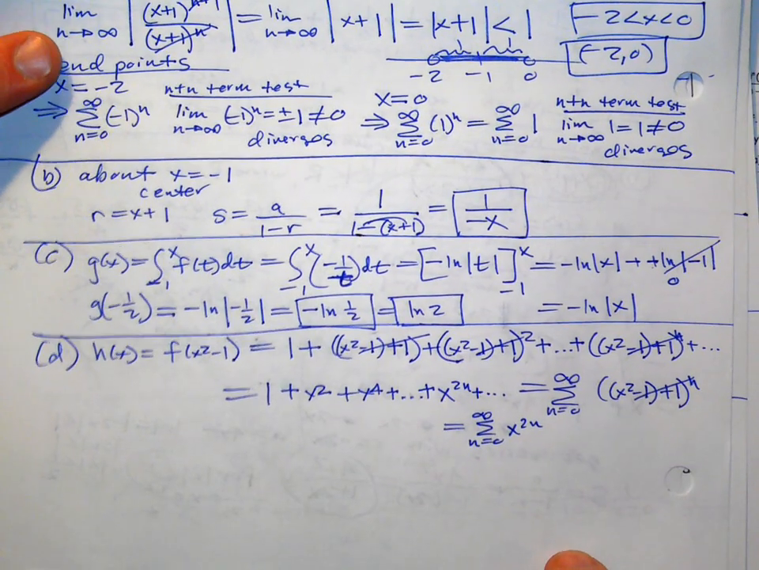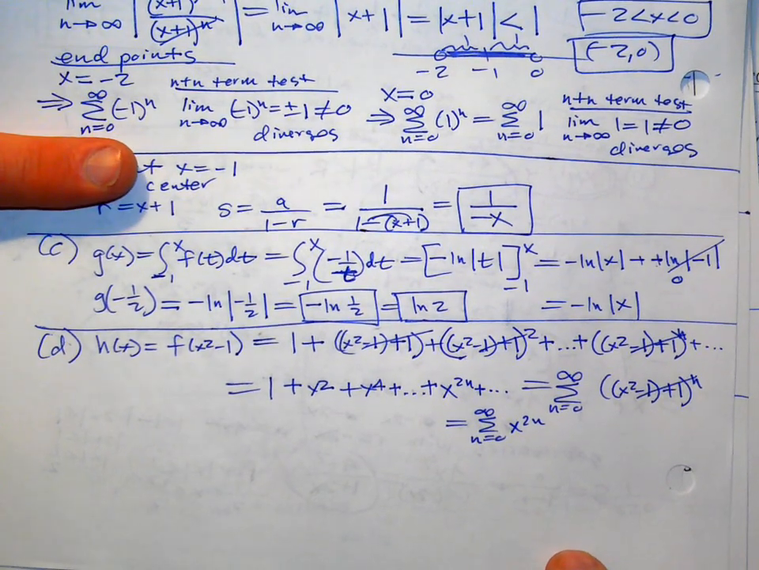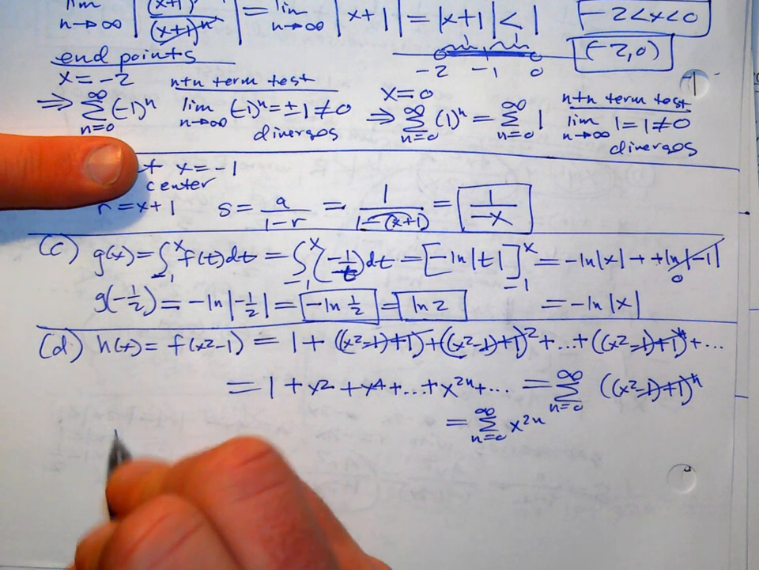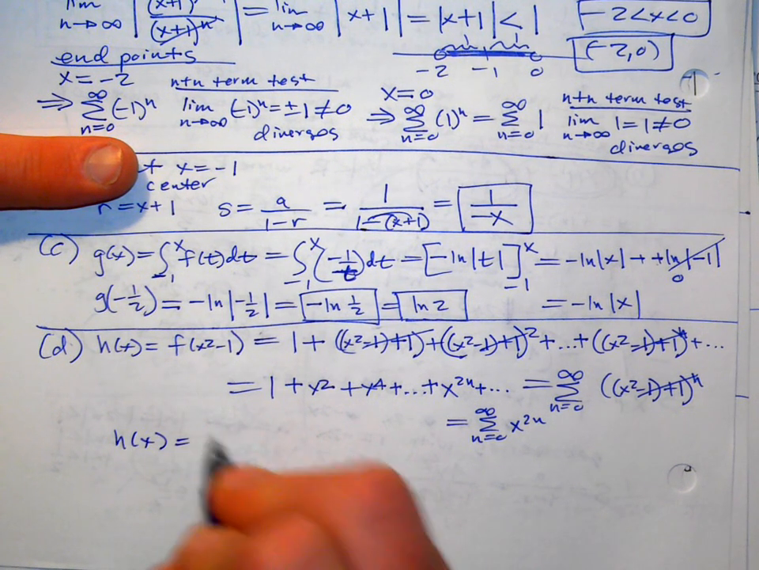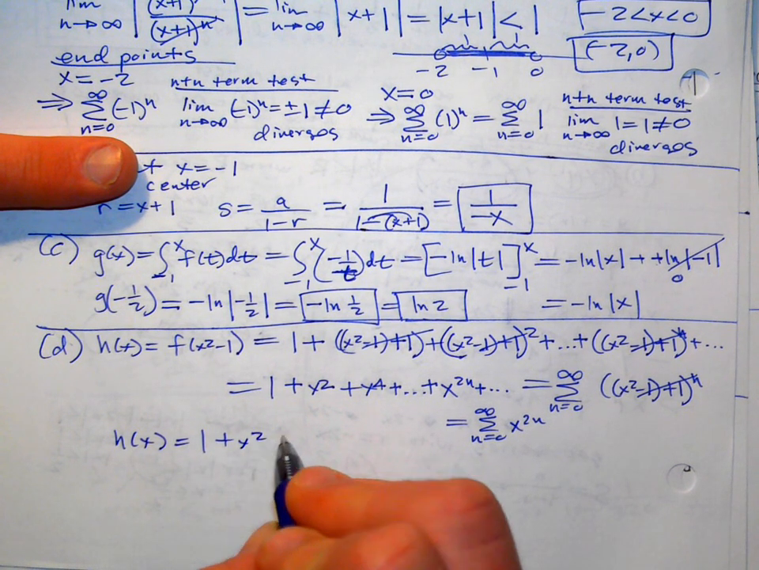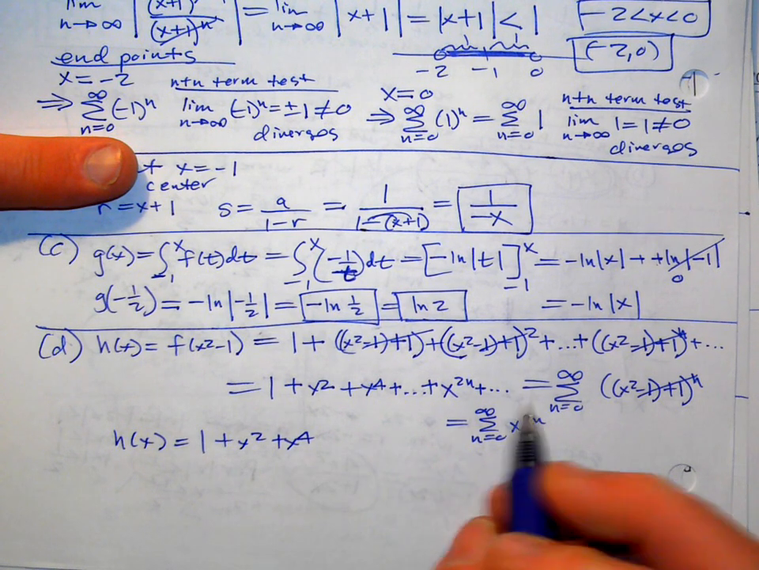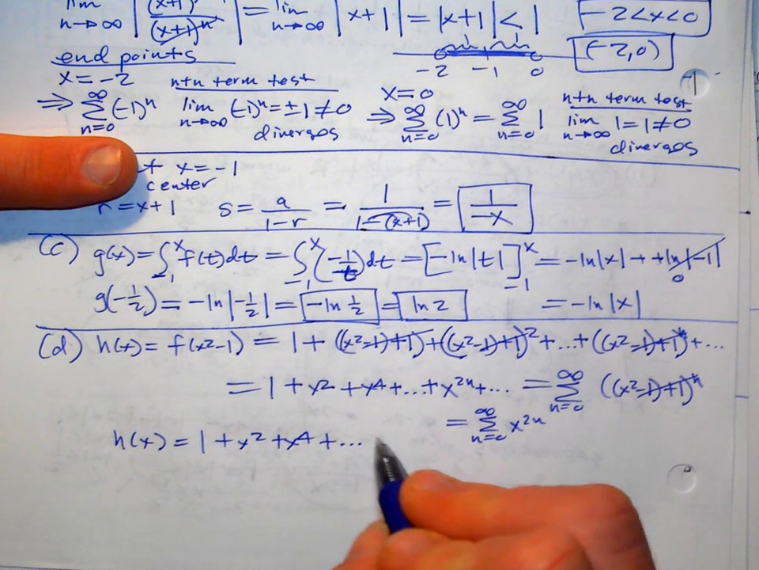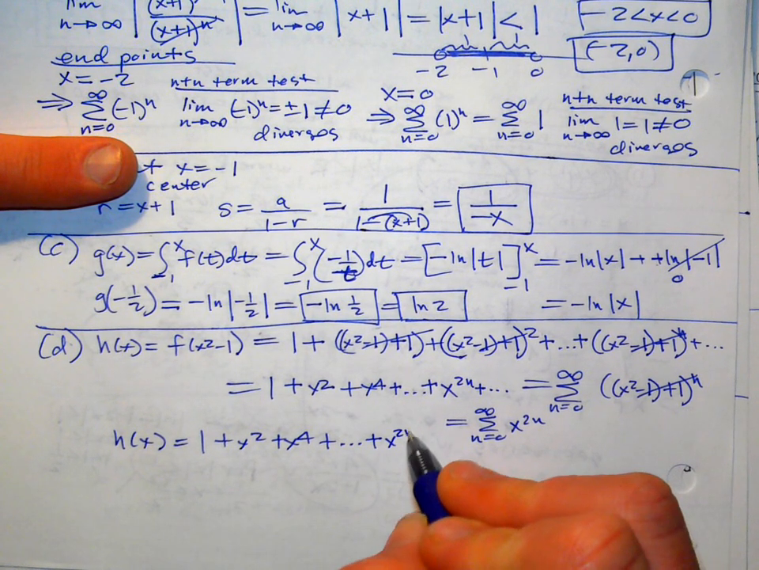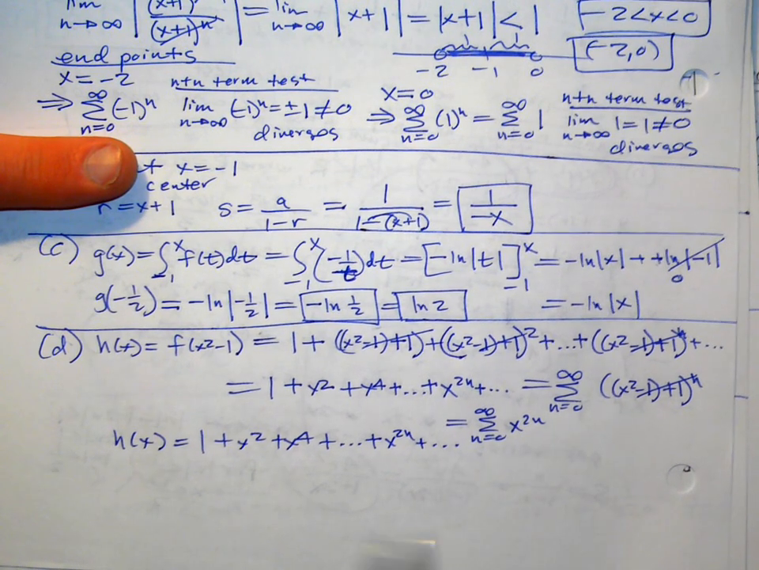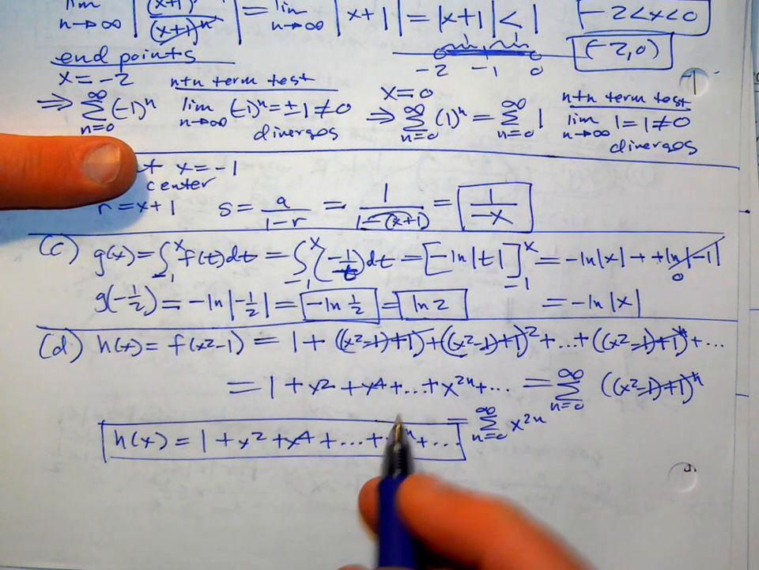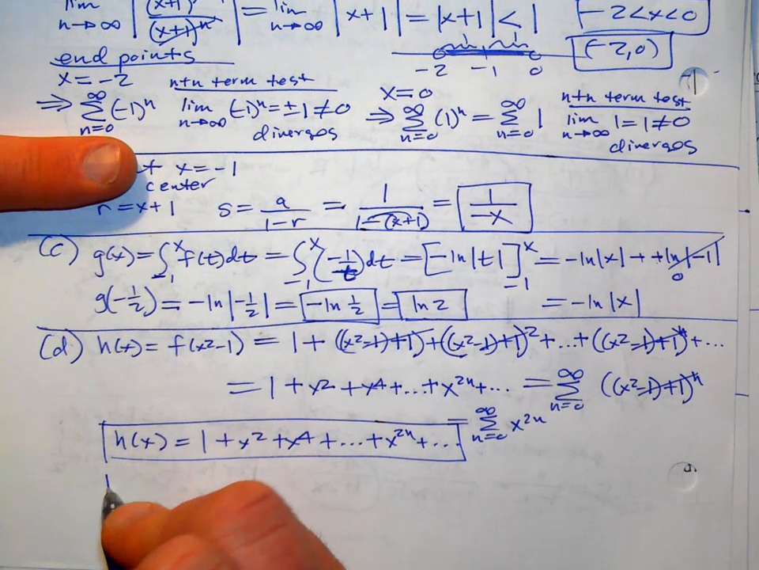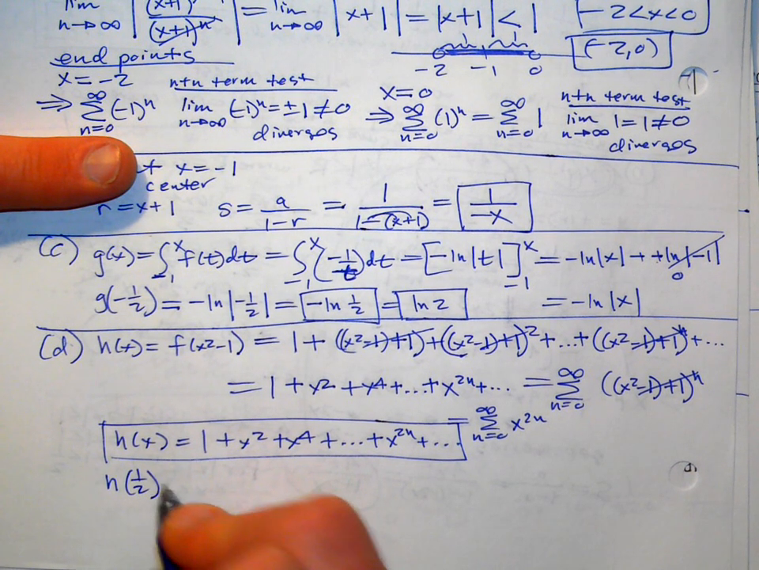So we just plug in x squared minus 1 in for all the x's. And so h of x equals 1 plus x squared plus x to the 4th. Find the first 3 non-zero terms and the general term. So there we go. And then use it to find the value of h of 1/2.